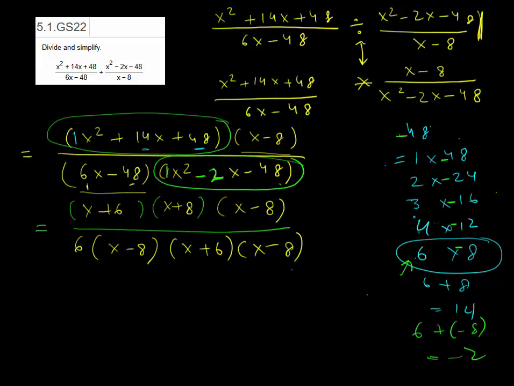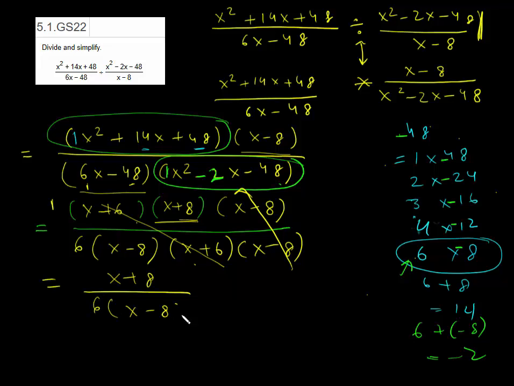We are almost done. Now all we have to do is get rid of factors of 1. So just cancel out x minus 8 and x minus 8, same factor. And similarly, x plus 6 and x plus 6 are common in both numerator and denominator. It cancels out and gives you 1. What are we left with? In the numerator, we have x plus 8. In the denominator, we have this factor 6 times x minus 8.